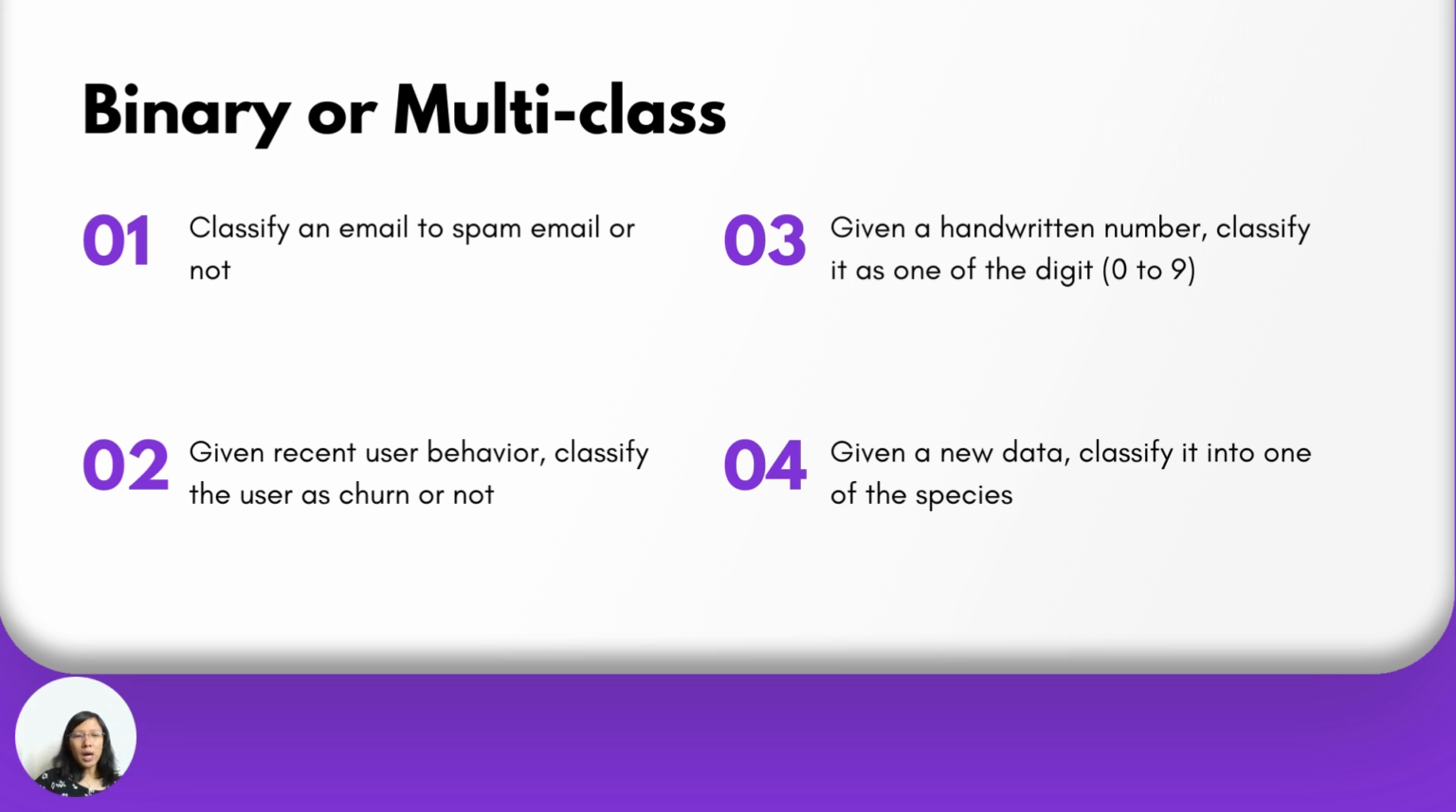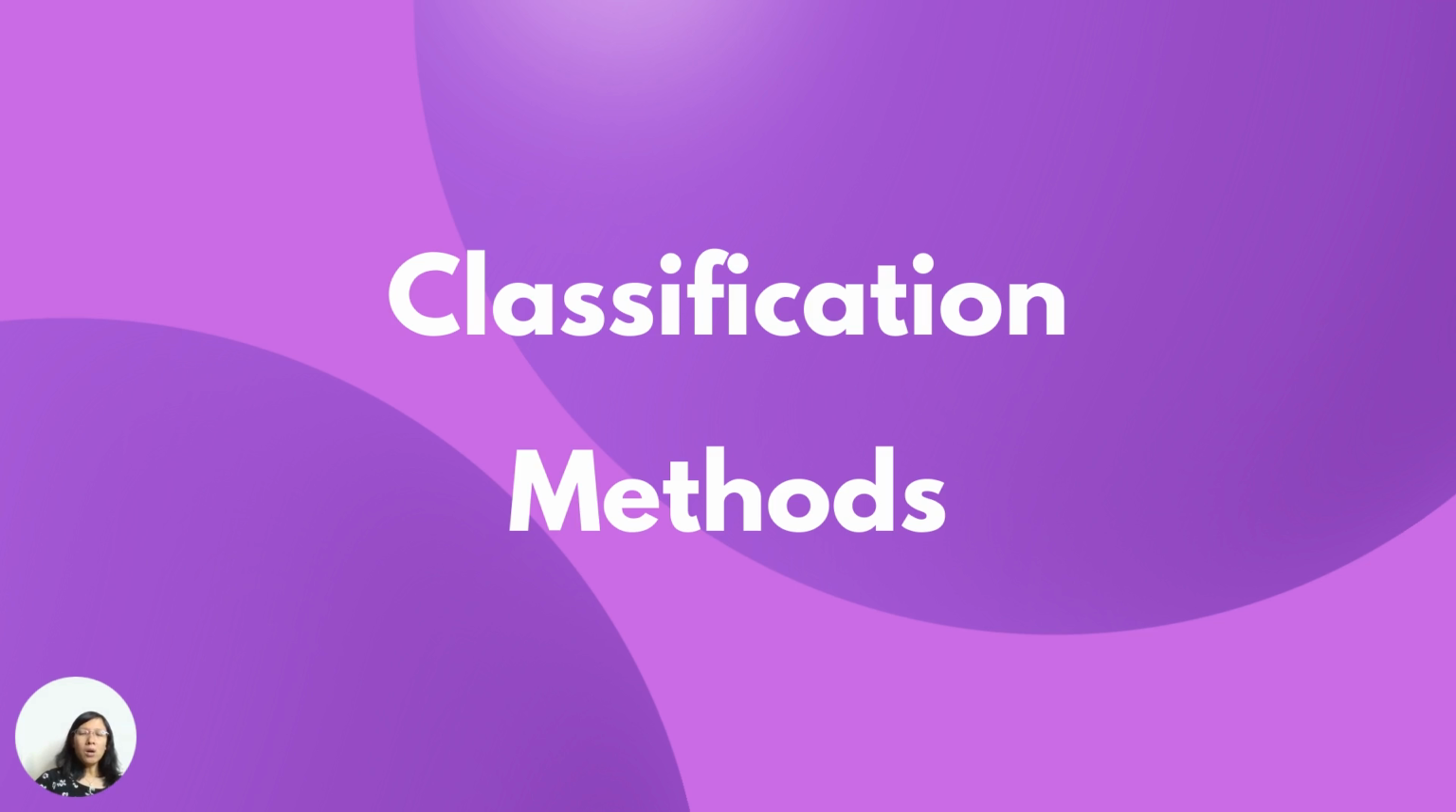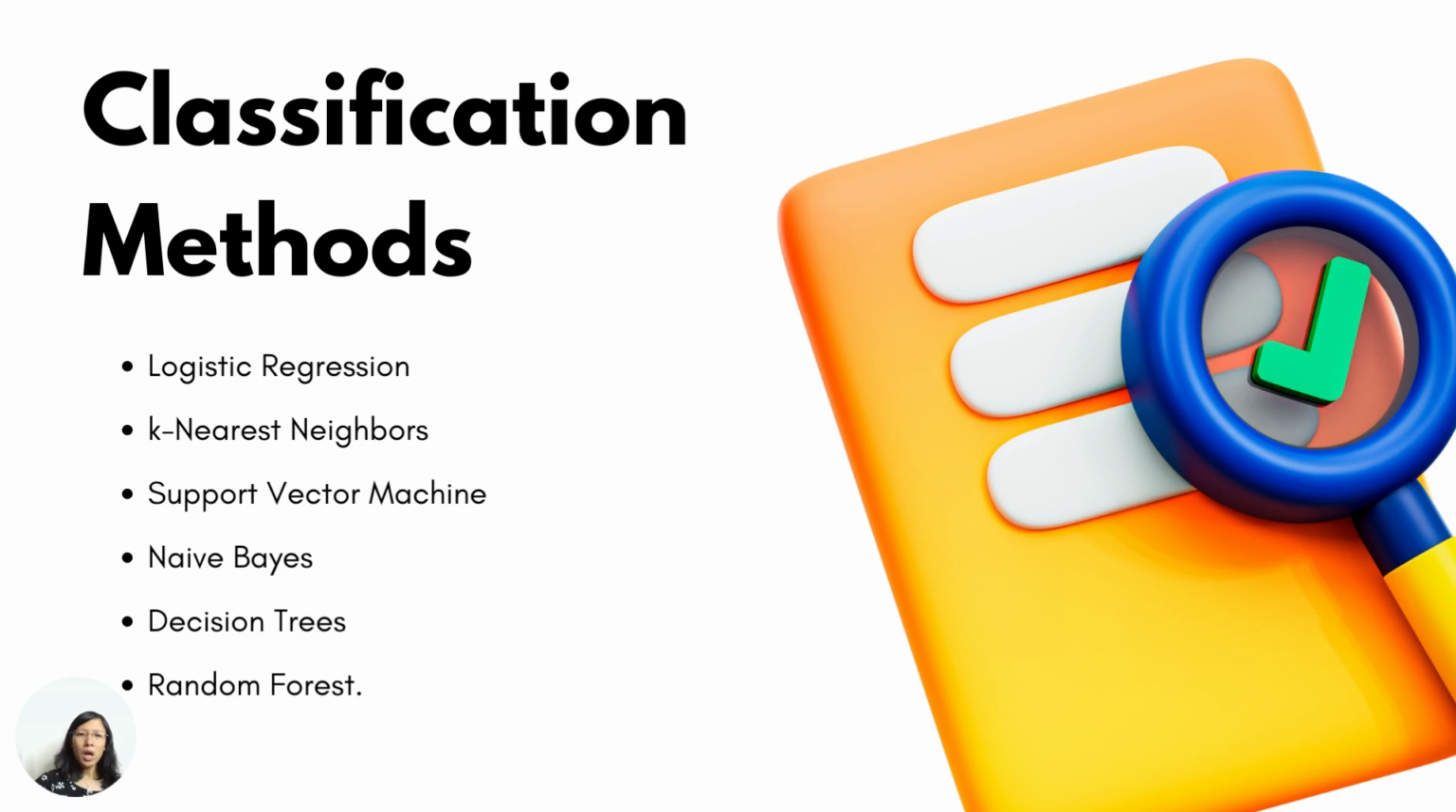Similarly, given new data, classifying this new data into one of the species is a multi-class problem. So we need to understand whether we are trying to solve a binary classification problem or a multi-class classification problem. Now, let's start to study machine learning methods for classification problems, either binary or multi-class. Some of the most popular classification methods include logistic regression, KNN, support vector machine, naive Bayes, decision tree, and random forest. We will start with logistic regression.